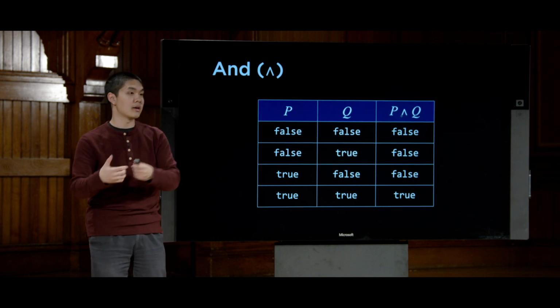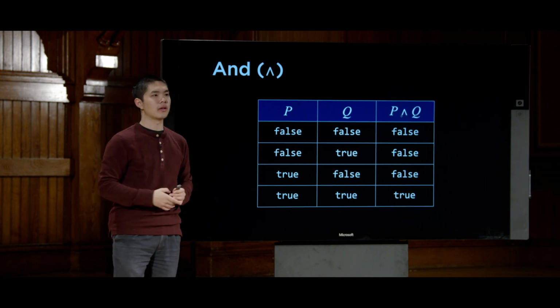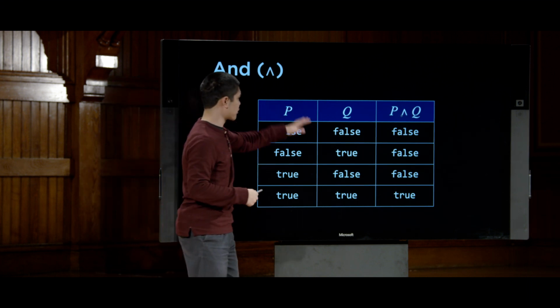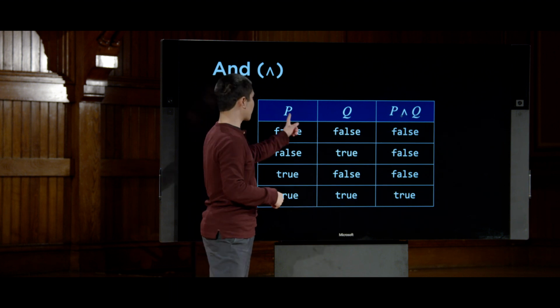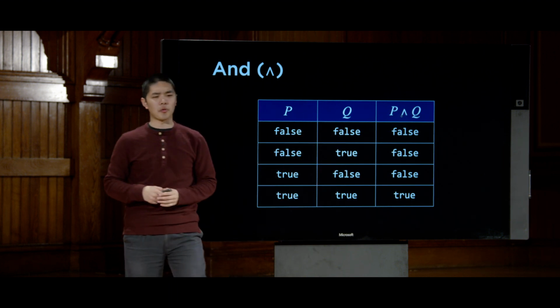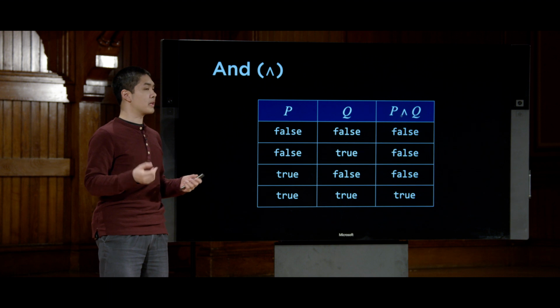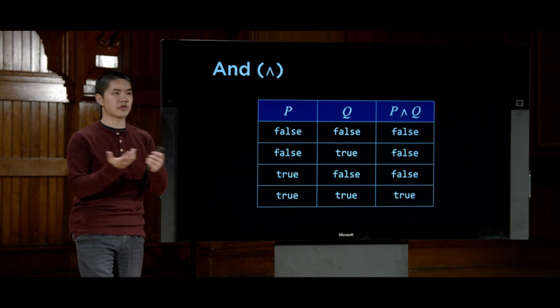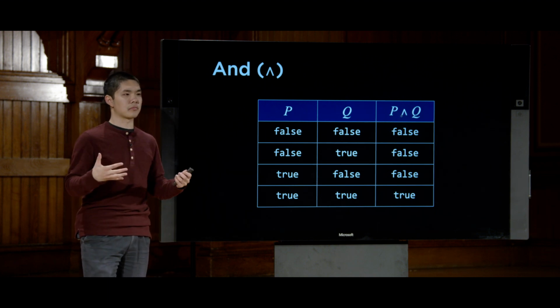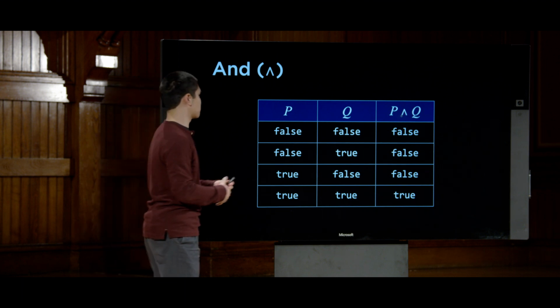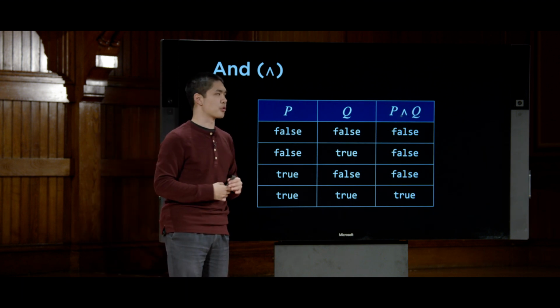P is true, and also Q is true. And so here's what that truth table looks like. This time we have 2 variables, P and Q. And when we have 2 variables, each of which can be in 2 possible states, true or false, that leads to 2 squared or 4 possible combinations of truth and falsehood.